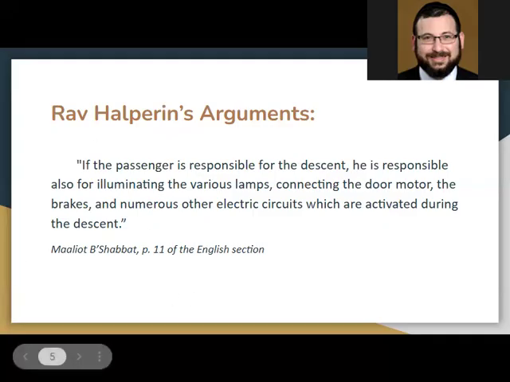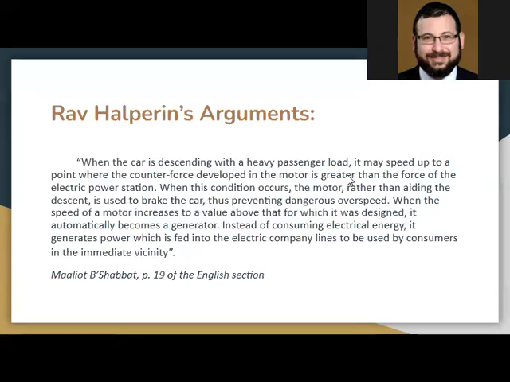And he points out another problem. He says, no, it's not just that you're assisting the engine and the motor, and therefore you become responsible for every part of the elevator's function. But he also writes, let's see if I included this here.